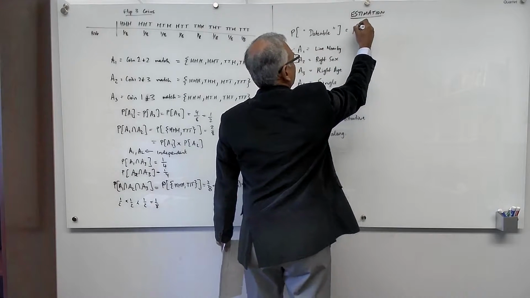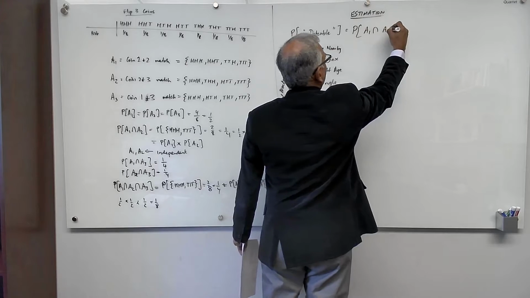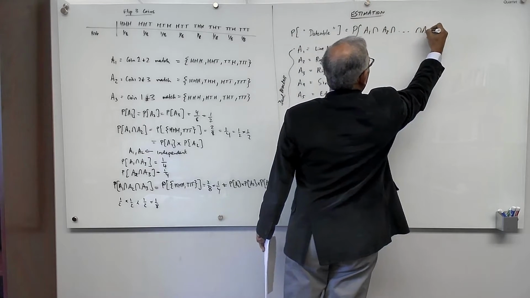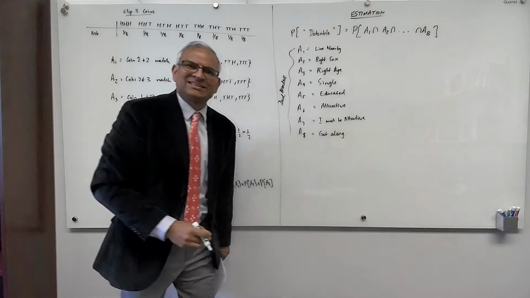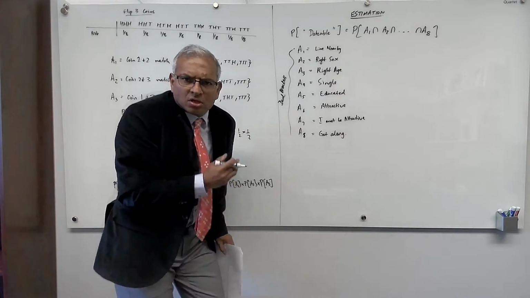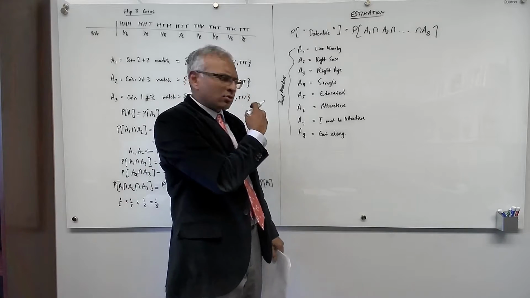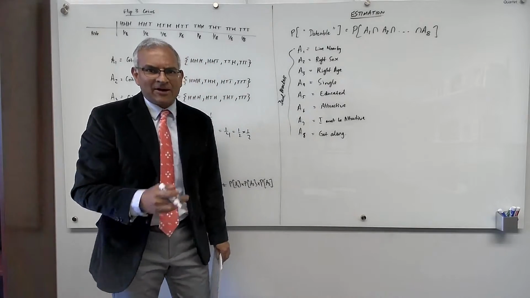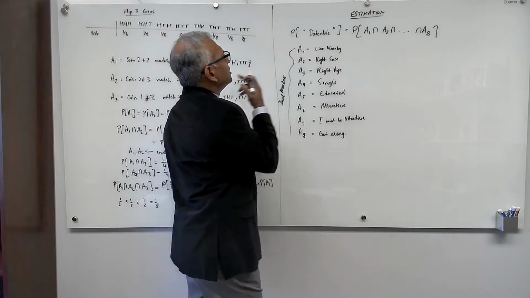So the probability of dateable is the probability of A1 and A2 and so on and A8. That's a tough set of criteria. Now each individual one of them is not so tough, but when you require all of these, now it's getting tough. Okay. Now how are we going to compute this probability?